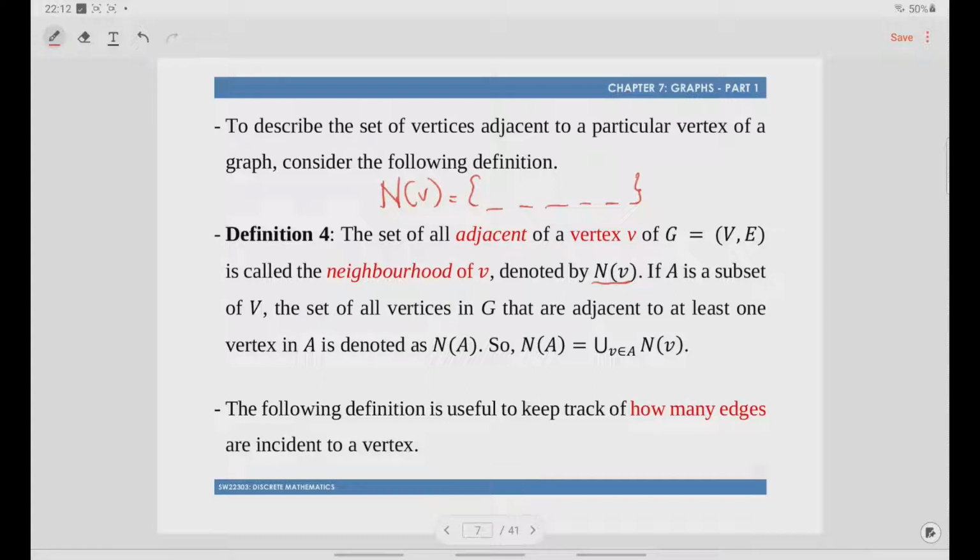So if A is a subset of V, the set of all vertices in G that are adjacent to at least one vertex in A is denoted as N(A), the neighborhood of the subset A. So the neighborhood of the subset A is equal to the union of all N(V) for all V in A. Again, N(A) is the union of all N(V) for every vertex V in the subset A.